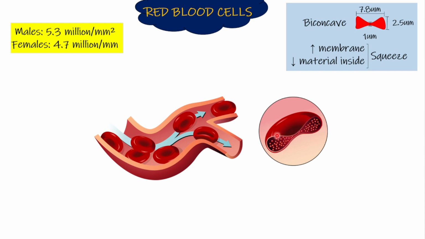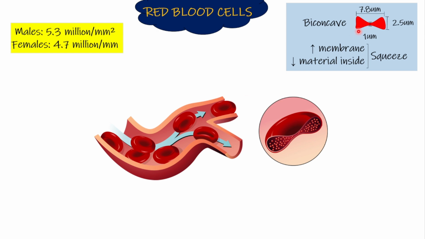This is how RBC is. This is the shape of the RBC. So now if the RBC has to pass through a blood vessel which has a lesser diameter than 7.8 micrometers, then the RBC will squeeze itself.